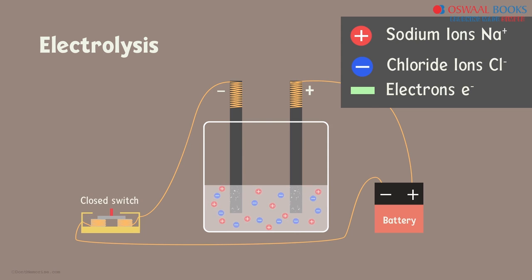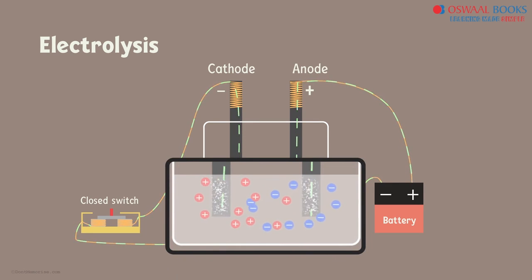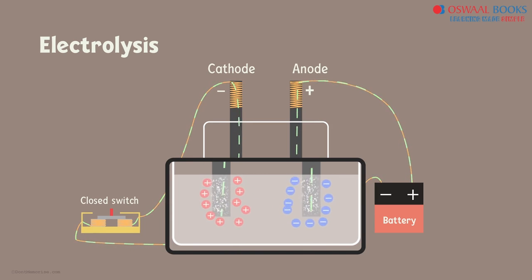Once the switch is closed, the electrons will move in this direction towards the negative electrode. The negative electrode is the cathode while the positive one is the anode. Now notice how the ions move towards the opposite charged electrodes. The positive sodium ions move towards the cathode and the negative chloride ions move towards the anode.